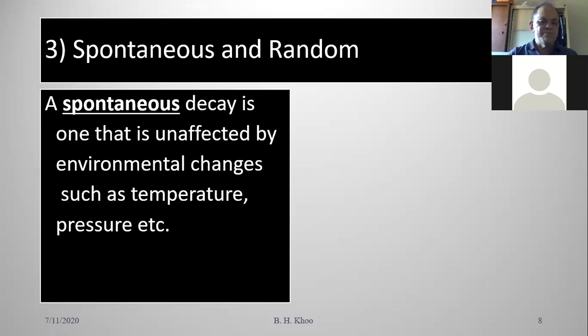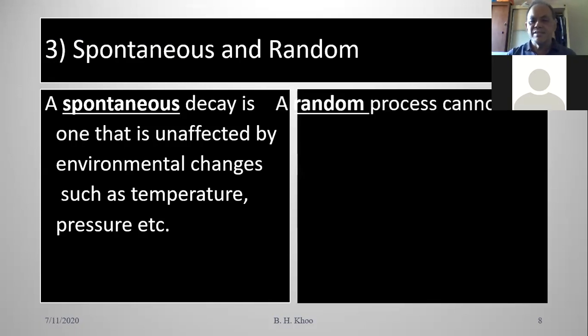Spontaneous decay is one that is unaffected by environmental changes, such as temperature or pressure. Right? So you put it in a furnace, it doesn't matter, it will still occur. No one can control it. You put on a high pressure, it can still occur. The only thing that scientists have found that you can control is under extreme conditions. You remove a lot of electrons from the atom, then you can change it slightly. Right? That's of no interest to us.